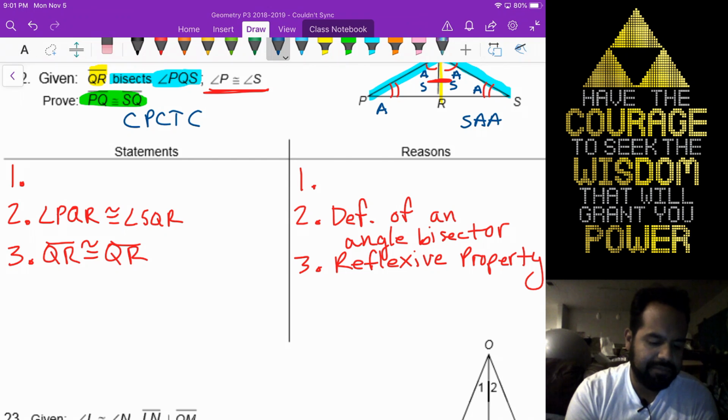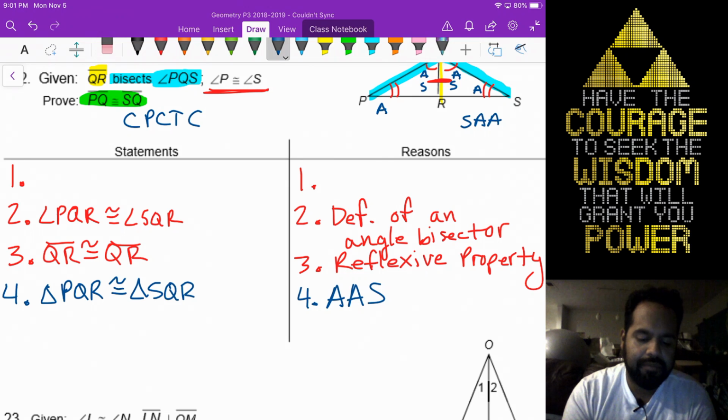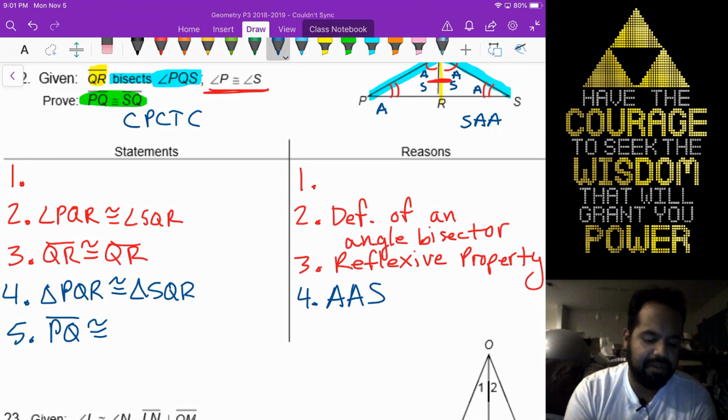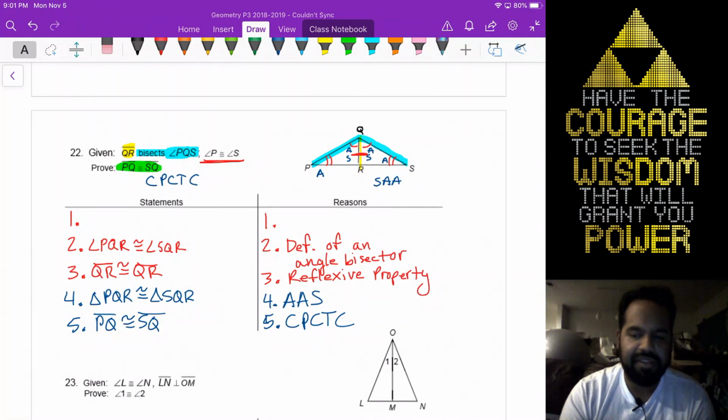So then for step 4, and again, just kind of follow your triangle. Triangle PQR is congruent to triangle SQR. And again, we've established why. This is our angle side. And then last but not least, we have PQ is congruent to SQ. And why is that? I can write CPCTC. There you go, Dante. There's your beautifully worked out proof.